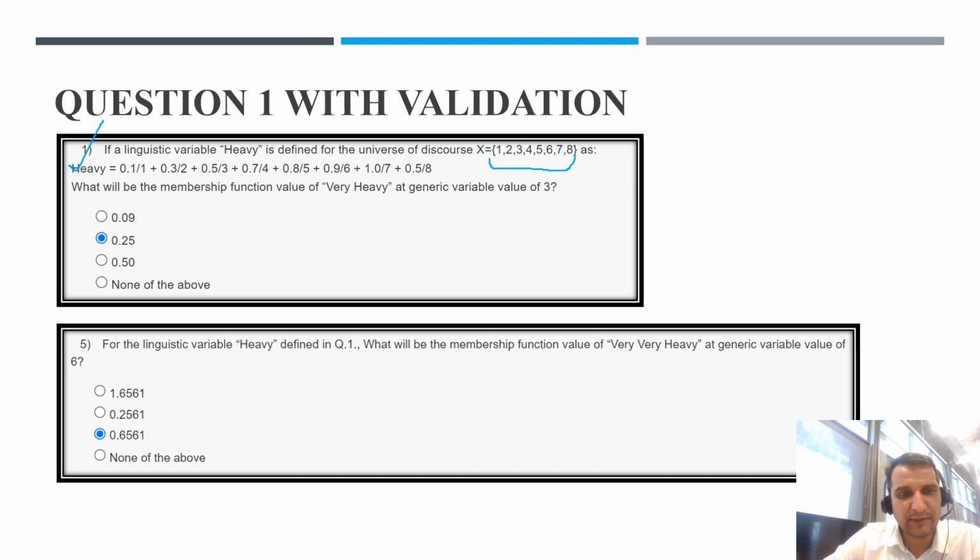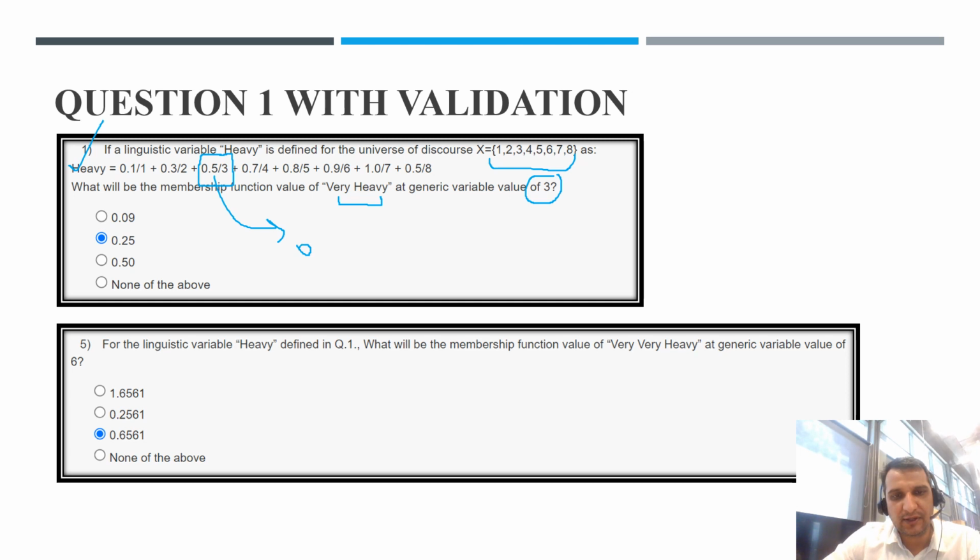So what will be the membership function value of very heavy? We have to square that particular membership value at generic variable value 3. So it is specified for generic variable 3. Generic variable 3 in this case is equal to this one. For this case, membership value is 0.5.